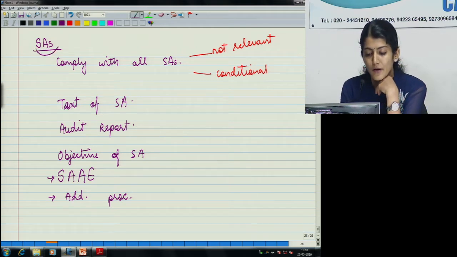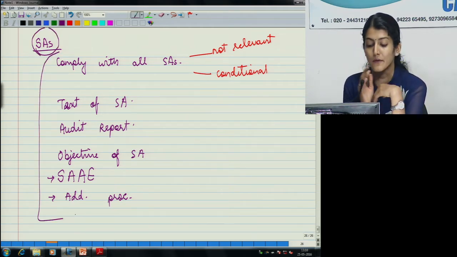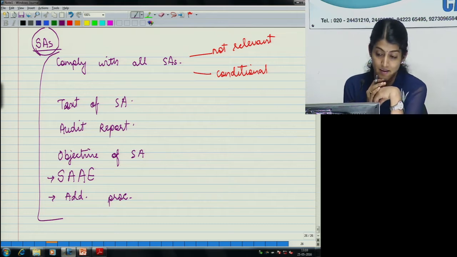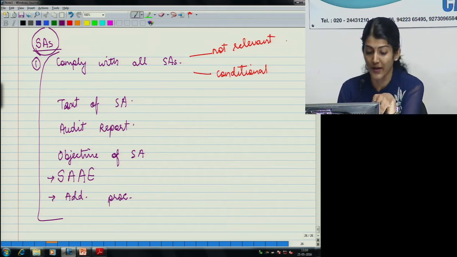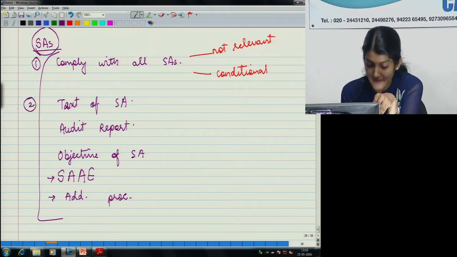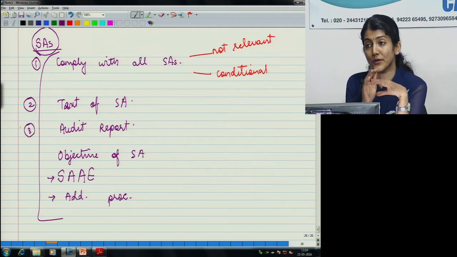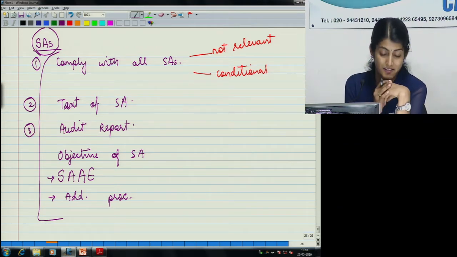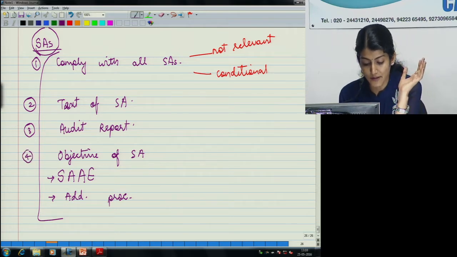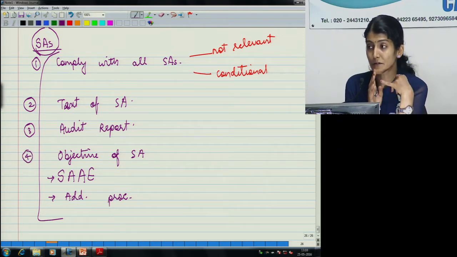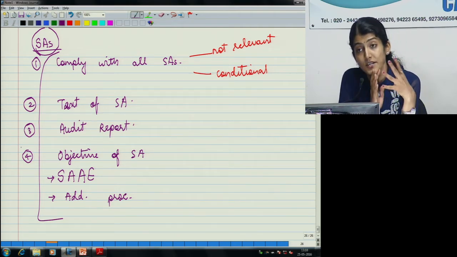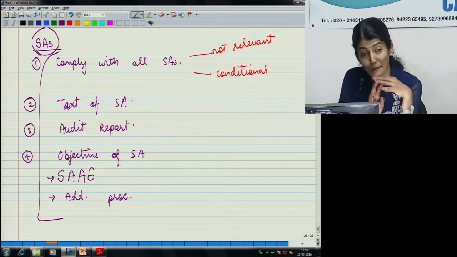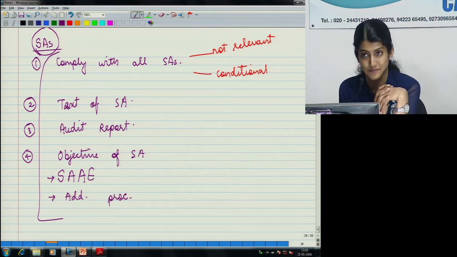This is what it talks about: conduct of an audit in accordance with the standards on auditing. Comply with all standards unless an SA is not relevant or the requirement is conditional. To comply with the SA, you need to understand the text of the SA. Don't represent compliance in your report unless and until you've actually complied with the standards. To comply with the standard means what? Achieve the objective of that standard. You should have sufficient appropriate evidence, and you also need to check whether any additional procedures are required to be performed beyond those which are given in the standard.